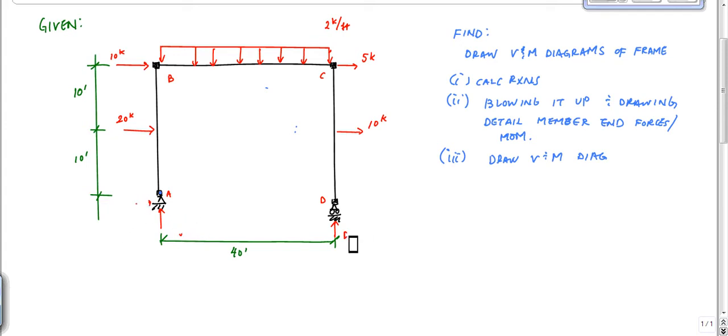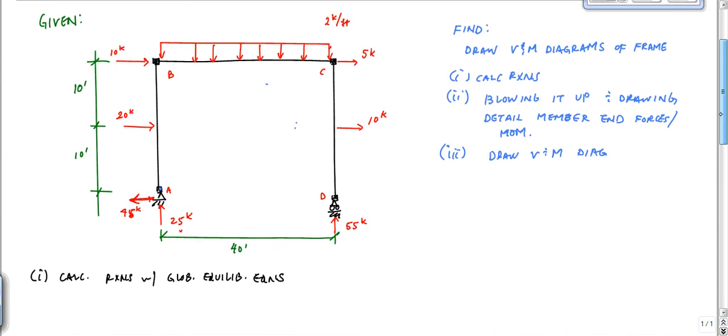what I find is that I will have a horizontal reaction this way from the sum of the forces in the X of 45 kips. Based on the sum of the moments about a joint and the sum of the forces in the Y, this will be 25 kips right here, and then from the sum of the moments about a point, this will give me 55 kips. So the first thing we had to do was calculate reactions with global equilibrium equations. There, bam.